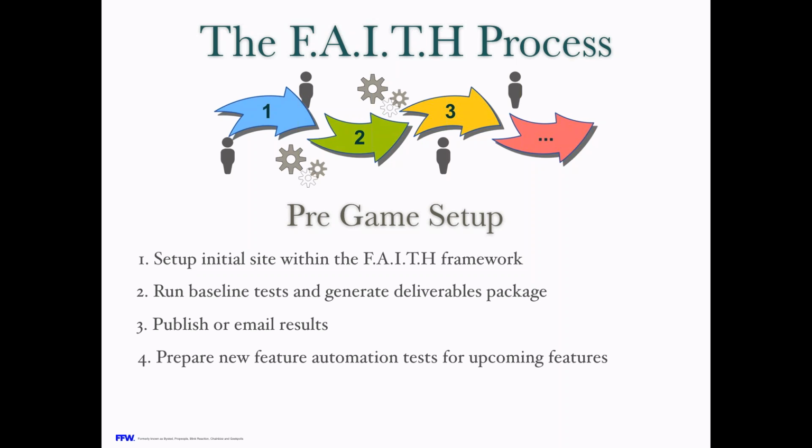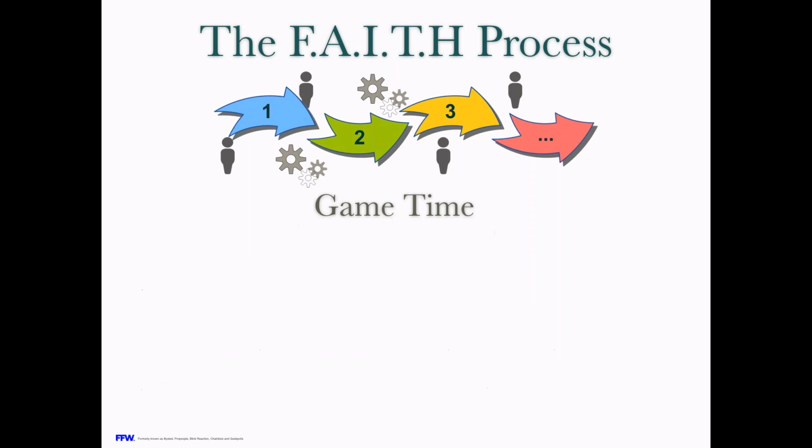We would prepare our new feature automation tests and our manual tests, get all our tests written for the upcoming features, and be prepared to test those. So now we have our last build or our newest build. We have a set of baseline tests, and we have all our tests ready for when our developer gives us our new build. So that brings us to game time.